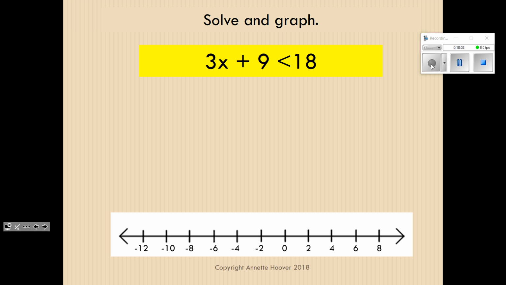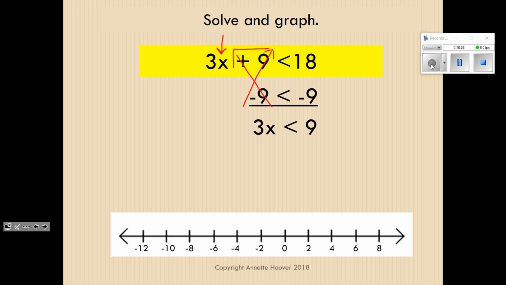Okay, we have a two-step inequality. Locate the variable, move what's not attached to it first. This is a positive 9, so we're going to do a negative 9 on both sides of the equation. When you do that, you're left with 3x on the left side is less than 9, because positive 9 and negative 9 cancel out. X is being multiplied by 3.